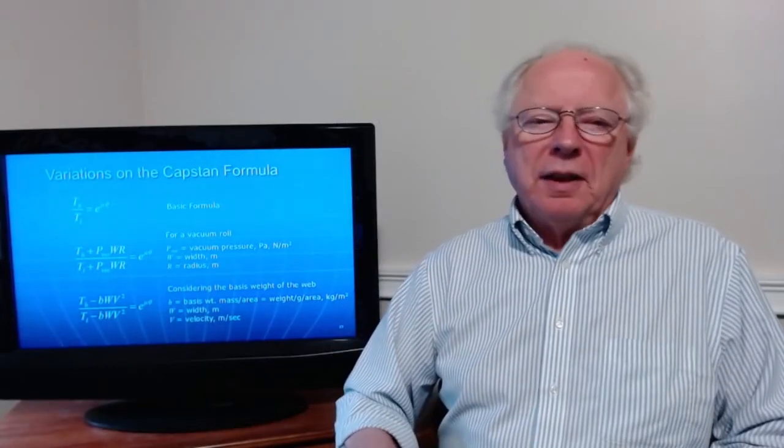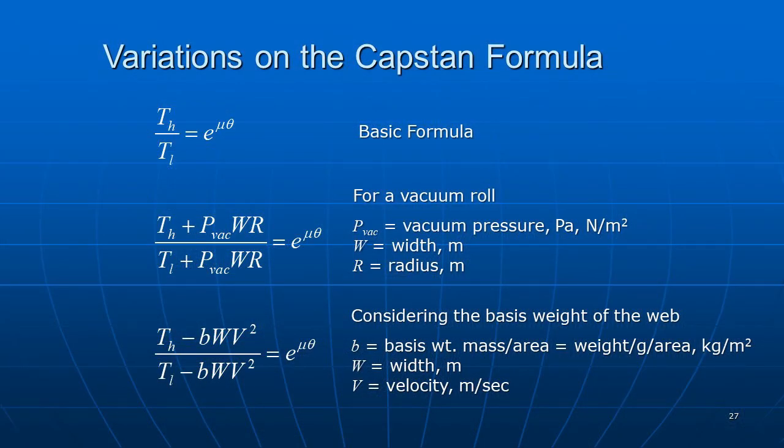Some variations on the Capstan formula here. The basic formula, TH over TL equals e to the mu theta. You can modify the formula a little bit for a vacuum roll. What you'll see in this formula is that it does allow TL to be 0. Basis weight of the web: whereas vacuum is holding the web on the surface of the roller, basis weight is throwing the web off the surface of the roller, and so it actually decreases traction. So if you have very heavy webs running at very high speeds, it's possible to sling the web off the surface of the roller. Any questions on any of this?